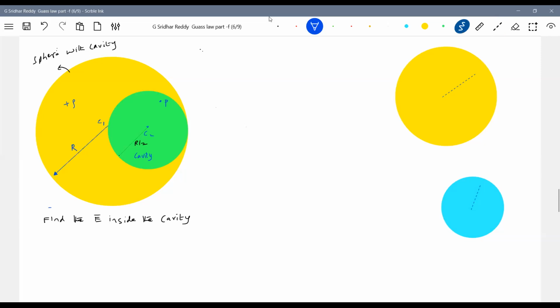And this will be the sphere. So this will be C1. This is the radius R. This will be of negative density, C2. This is C1. This is the point P. So what is this sphere? Okay, negative charge density. So this is the sphere without cavity.